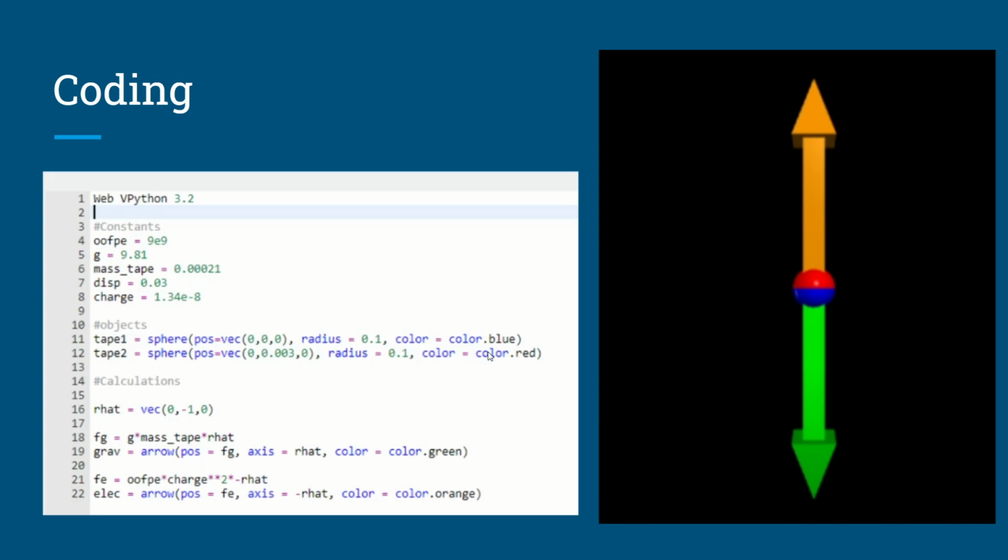Now, we also wanted to model this in a coding sense, so I used GlowScript Python here. You can see that I set all my constants right here. This is our constant in our Coulomb's law equation, gravitational constant, mass of our tape, displacement, and the charge that we calculated earlier. Now, we can see that our force of gravity is gravity times mass times the direction, which is in the negative direction, and then the opposite for the positive direction with the electric charge, which is also using Coulomb's law.